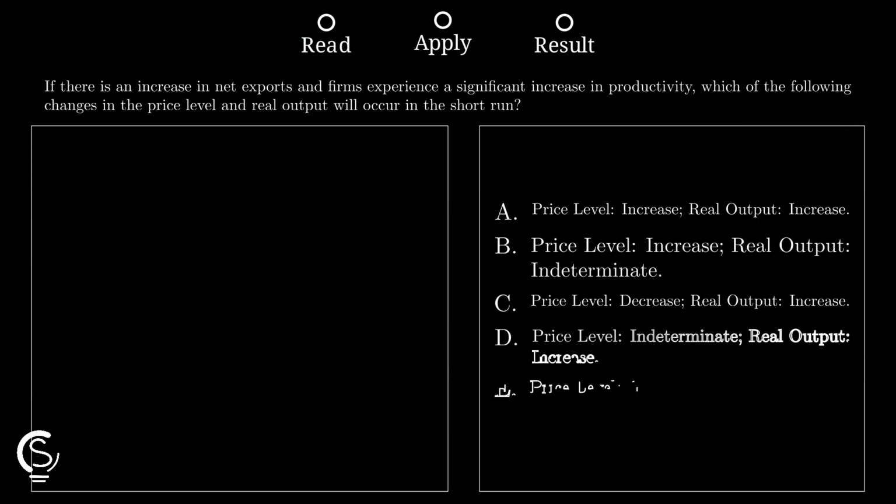First, an increase in net exports boosts aggregate demand. This shifts the AD curve to the right, which naturally pushes both the price level and the total real output higher. Boom!